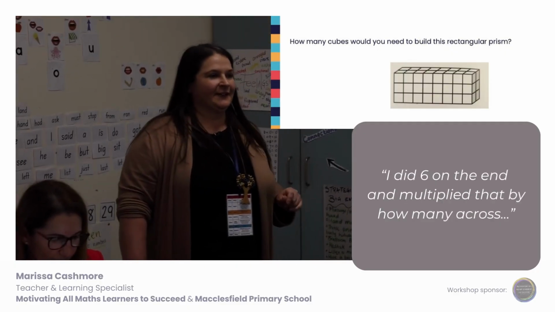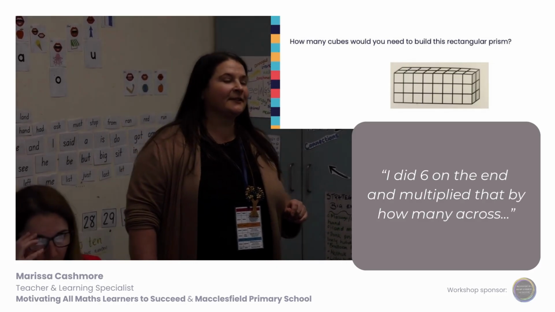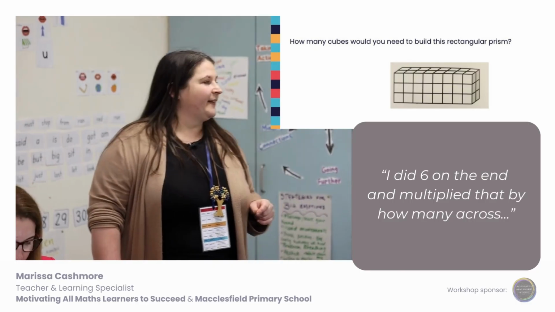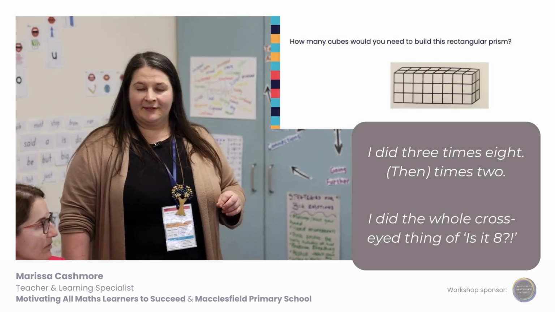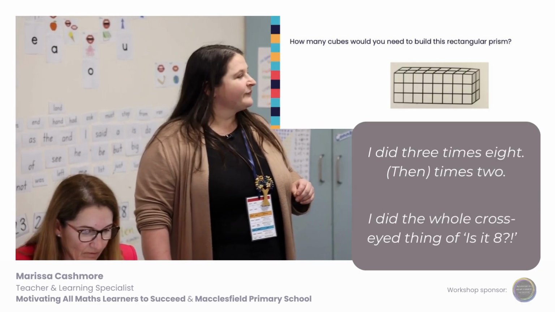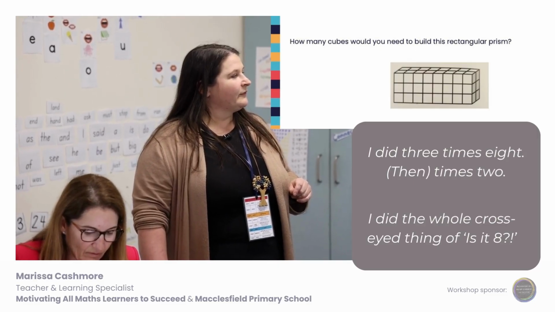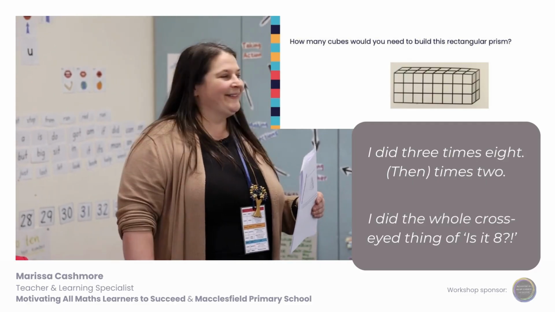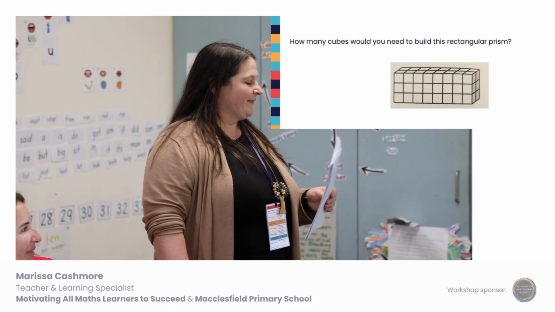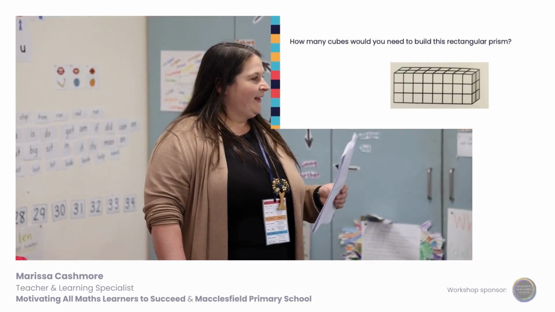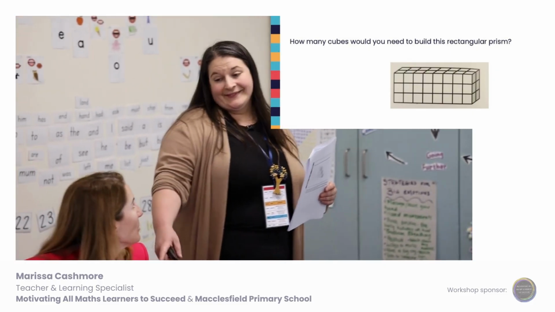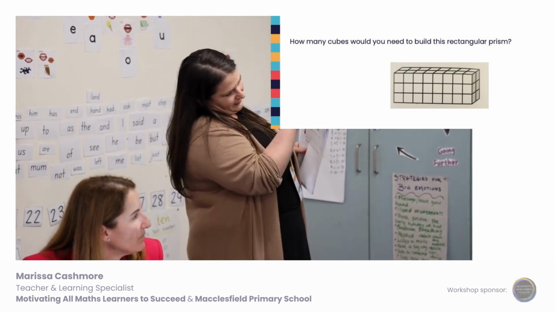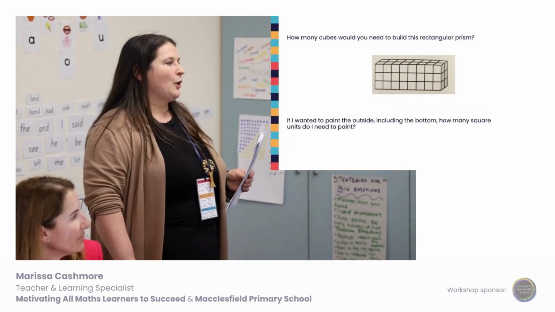Anyone do it differently? I just did 6 on the end and then multiplied that by how many across, there was 8 across. Fantastic. I went 3 times 8 times 2. Yep. But I was doing the whole cross-eye thing. Is it 8 or is it 9? Yep. Most of my time was spent making sure I counted correctly. I actually looked at half and then doubled it. Yes. And you could look at even the 3 layers as well.